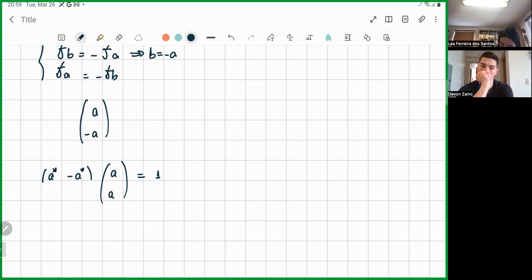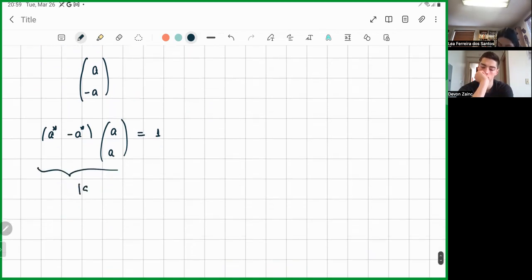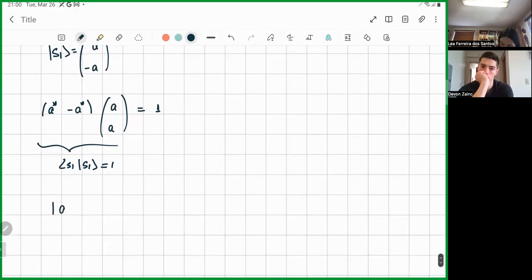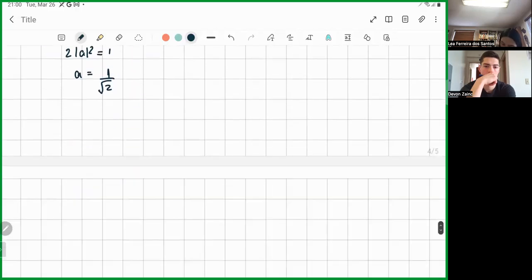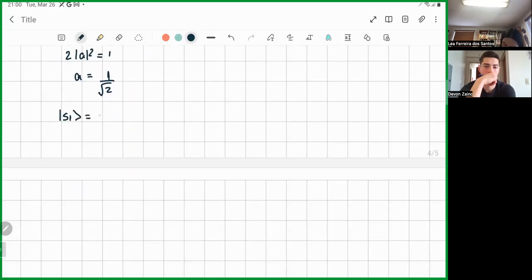So what I did here was to write S1, S1. Has to be 1. So this is the vector that I just found, but it has to be normalized. So then I have first term, absolute value of A squared, second term, absolute value of A squared. What I'm doing is this, equal to 1. And then you see, this is going to be 2. And so A is 1 over square root of 2. Long procedure, but then we finally found S1 is 1 over square root of 2, 1, and minus 1.